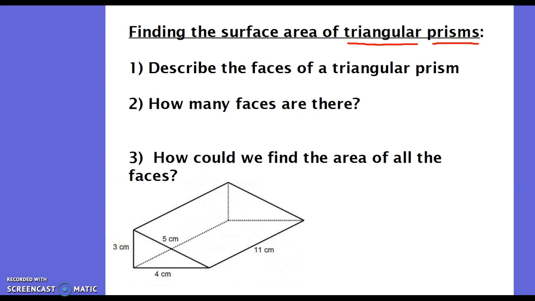Okay, well what you should have told me, or should have thought about, is that you could find the area of each of the 3 rectangles and add them together, and find the area of one of the triangles, and then you could multiply that by 2 because they're both the same, and then you could add it to the rectangles and that would help you find the total area.